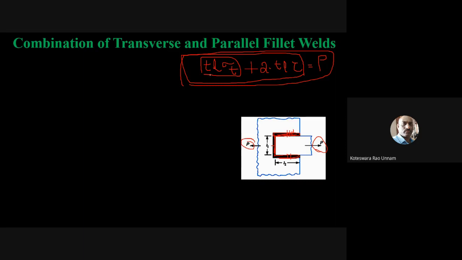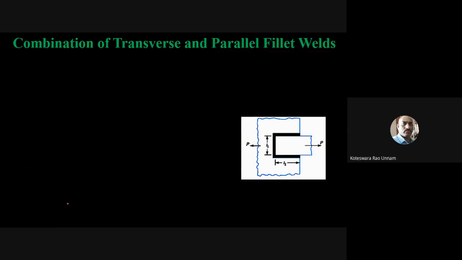Afterwards, if you want to substitute for this T, if you want to write this in terms of throat thickness, or write the equation in terms of the leg of the weld, that is S. We know the relation between S and T. S is equal to root 2 T, or else I want to write T in terms of S. From this I can write T is equal to S by root 2, that is nothing but 0.707 S. Wherever T is there, I substitute 0.707 S. Then that is going to be the design equation for calculating the load carrying capacity of this combined transverse and parallel fillet weld.